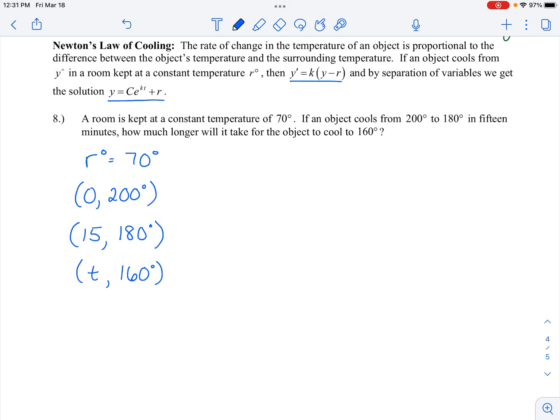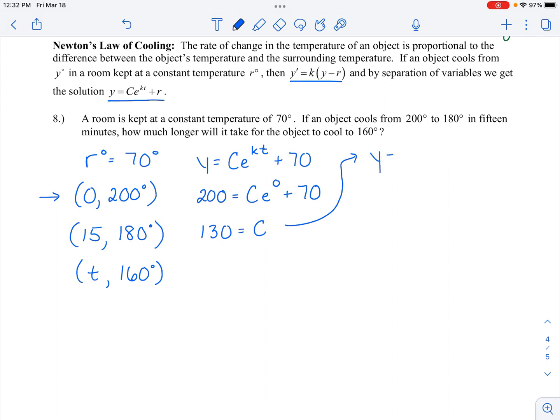So what we're going to start with is our general solution, which is y equals ce to the kt plus r. But we know what r is. r is 70 degrees. Now I'm going to plug in my initial condition. I'm going to plug in this point first. So I'm going to have 200 equals ce to the 0k, which is 0, plus 70. Take away the 70, I get 130 equals c because e to the 0 is just 1. So now I have a slightly more specific equation to work with. I now have y equals 130 e to the kt plus 70.